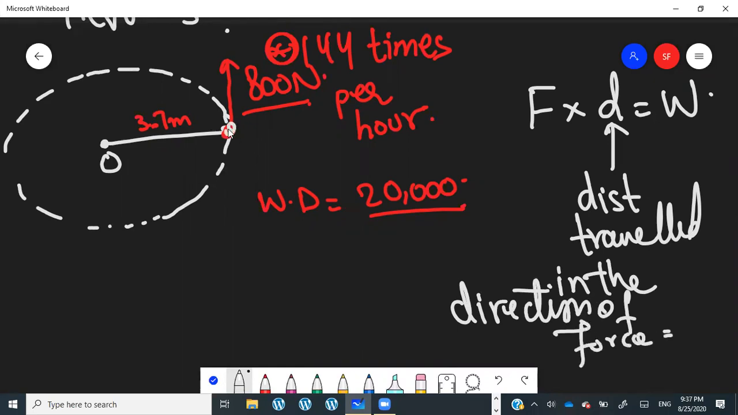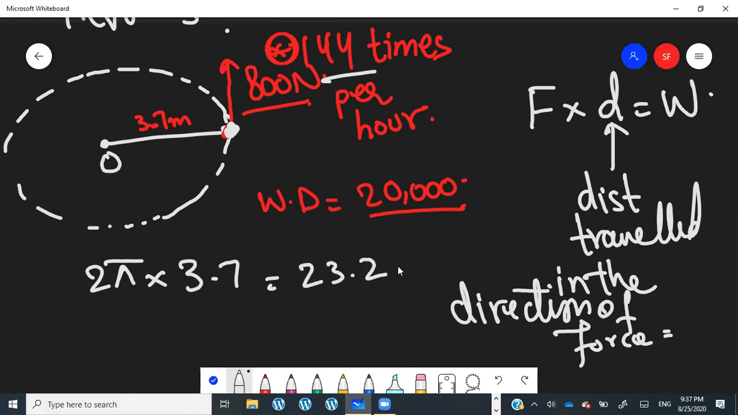So we find the circumference. Yes, we find the circumference, we multiply by 144. The circumference is 2 pi multiplied by r, which is 3.7. And this turns out to be, if you have a calculator, please do it, 23.25 meters. This is the circumference of one circle. Take it to two decimal places.